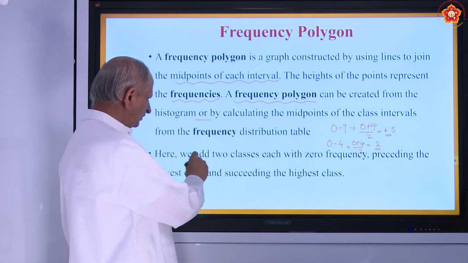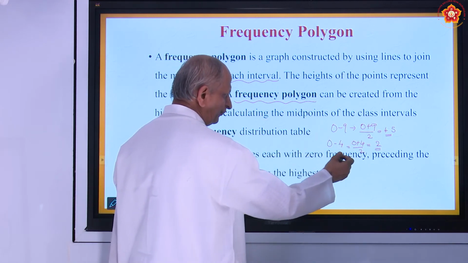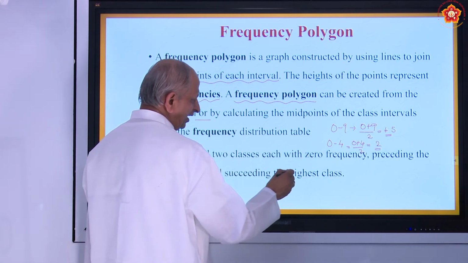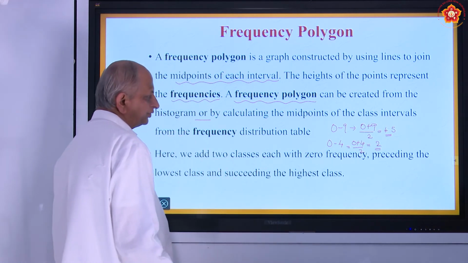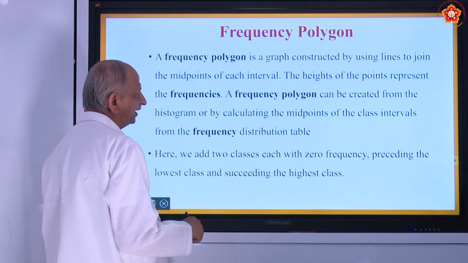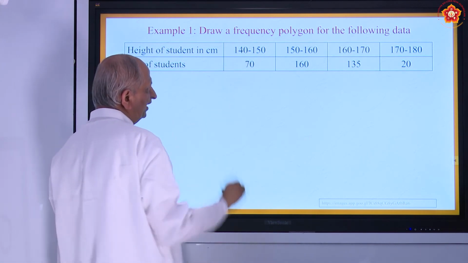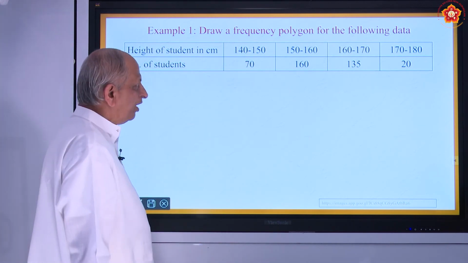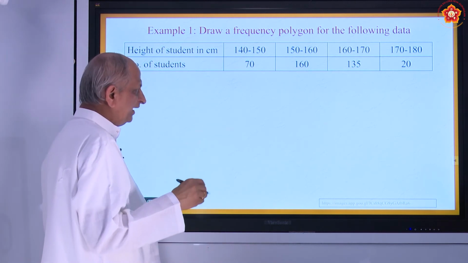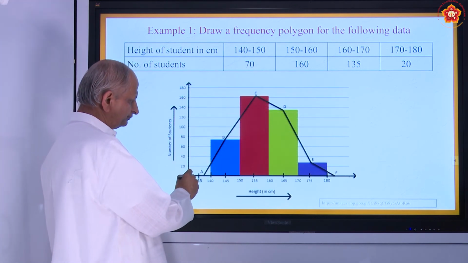And lastly, add 2 classes, each with 0 frequency, preceding the lowest class and succeeding the highest class. So that is what is to be done in the case of a frequency polygon. Let us work out one problem on this. So 140 starts. So what shall we do now? Then you must make a small kink. A small gap is to be given. That is what is called a kink here.